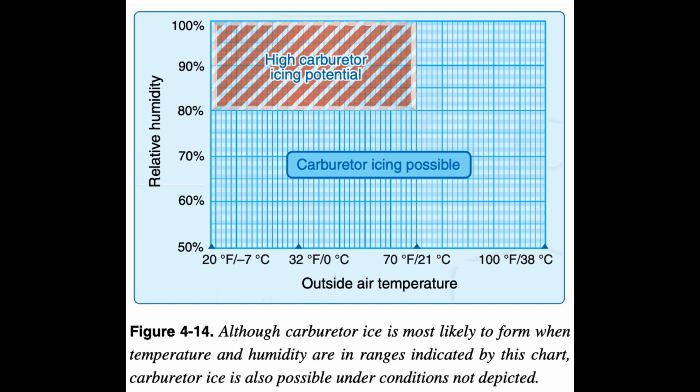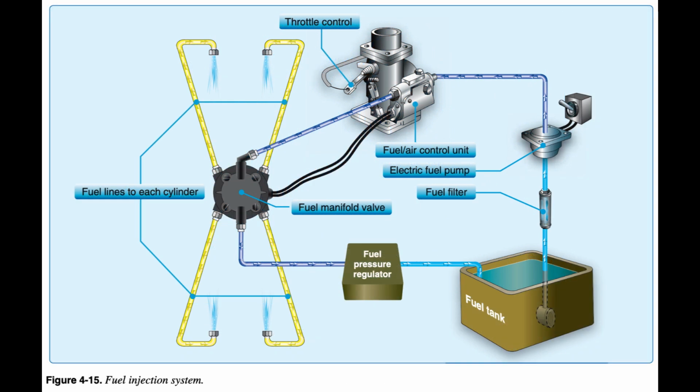Fuel injection induction systems. In a fuel injection system, the fuel is injected either directly into the cylinders or just ahead of the intake valve. A fuel injection system usually incorporates these basic components: engine-driven fuel pump, fuel/air control unit, fuel manifold, fuel distributor, discharge nozzles, auxiliary fuel pump, and fuel pressure/flow indicators.